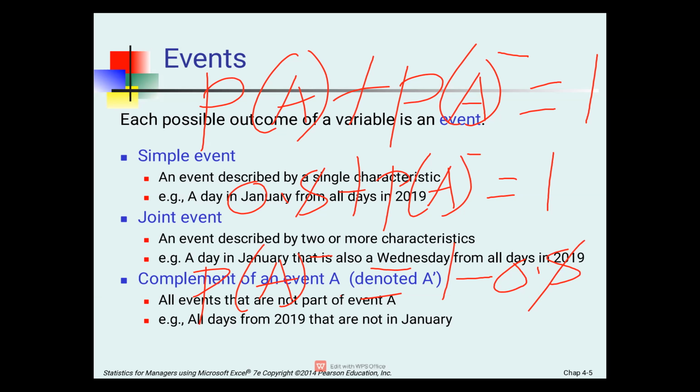If you're given the probability that the event will not happen, which is a complement, then to find the probability of that event happening, you just subtract. We say 1 minus the probability of the event not happening. That will give you the probability of the event.